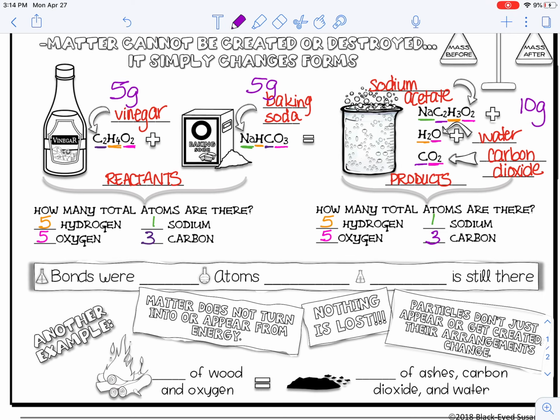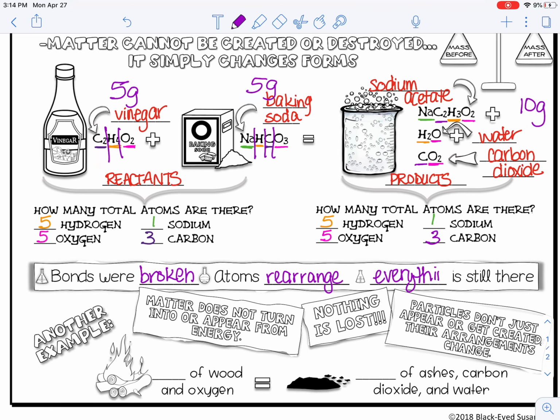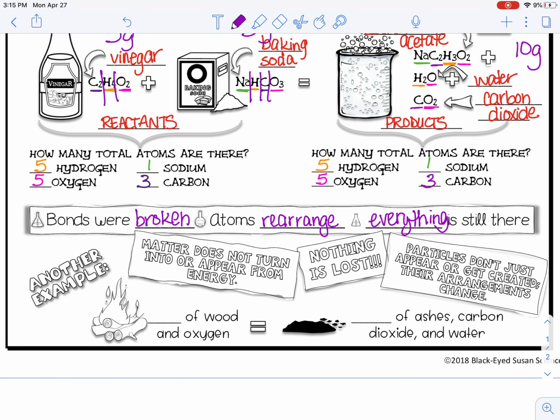All right, so this is showing me that bonds were broken. I broke the bonds between these carbons and hydrogens and oxygens and the sodiums, hydrogens, carbons, and oxygen. They were rearranged. And everything is still there. So another example down here is that matter doesn't turn into or appear from energy. Nothing is lost, and particles don't just appear or get created, their arrangements are changed.